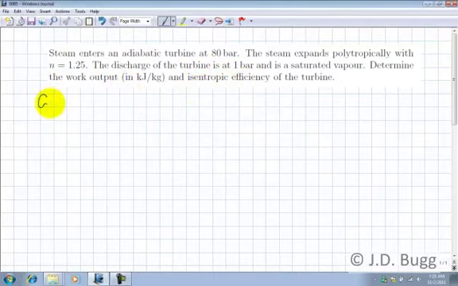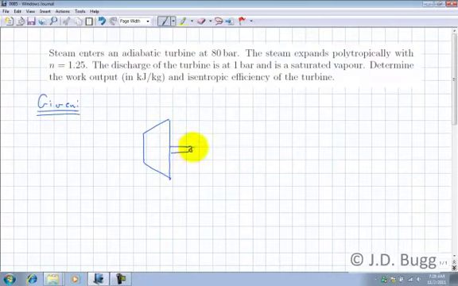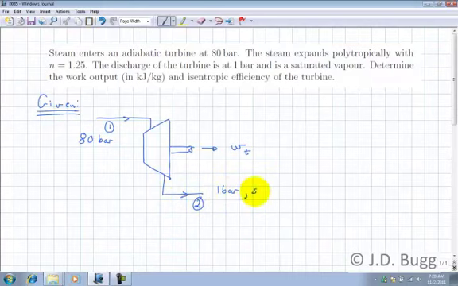So we'll begin with our given information. It's a good idea to draw a little sketch of this turbine. The inlet conditions are 1, but notice the only thing we know about the inlet is that it's at 80 bar. So we only know one property at the inlet. The exit conditions, which we'll label 2, is at 1 bar, and it's a saturated vapor. So we know two things there. So that state is fixed, but the inlet isn't.